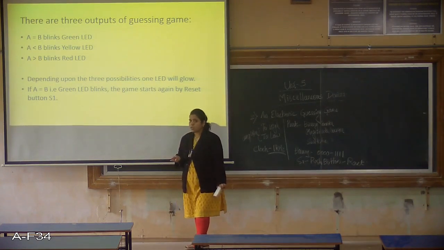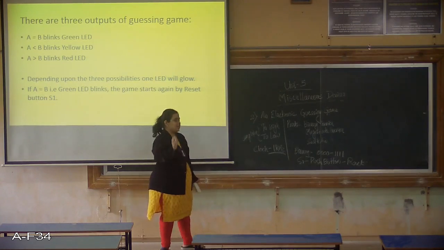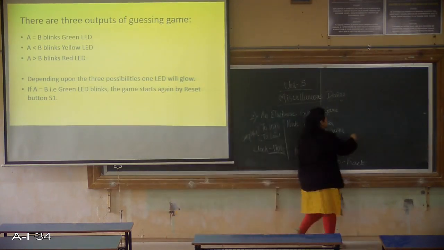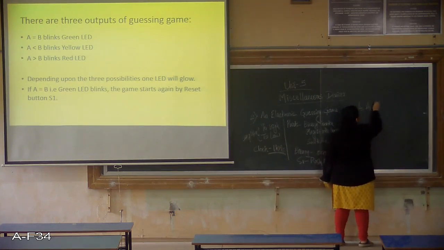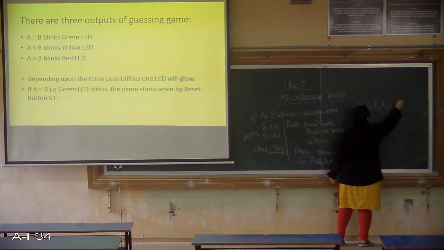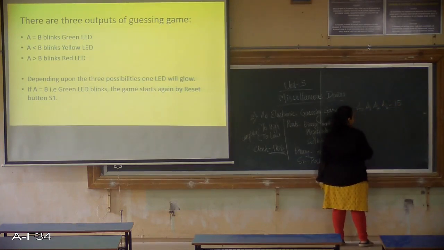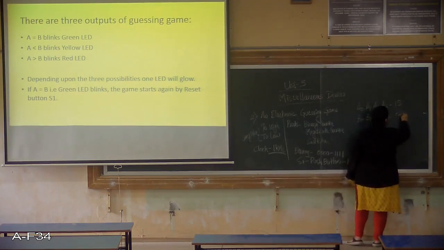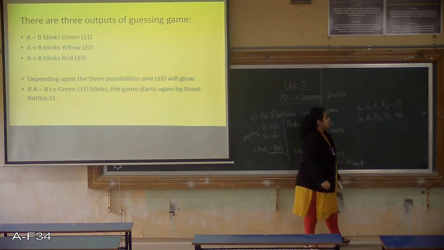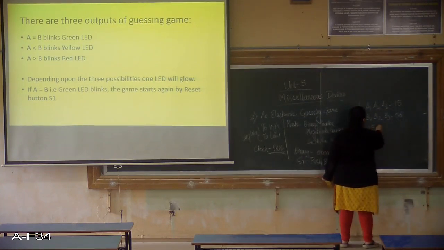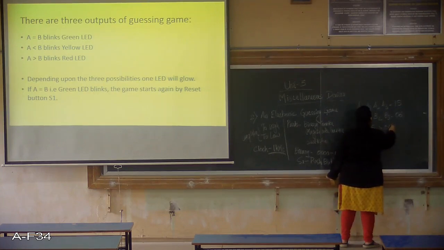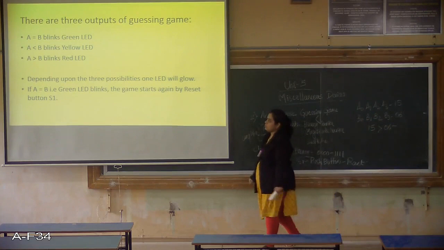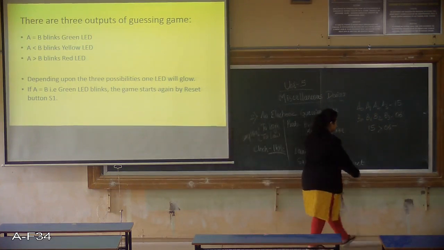Fine. So, these A and B are nothing but the two inputs from A. Number. Okay? Then if A is greater than B, the red LED blinks, correct?